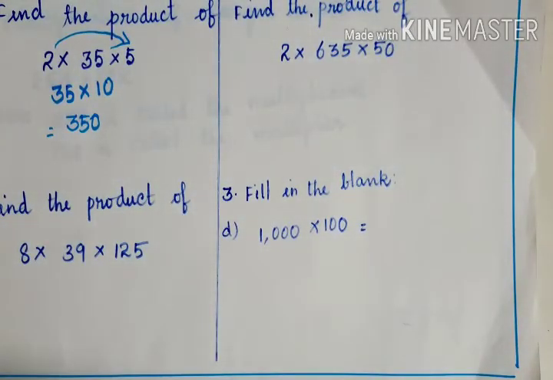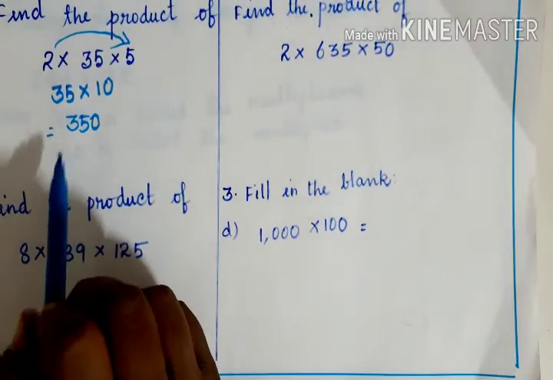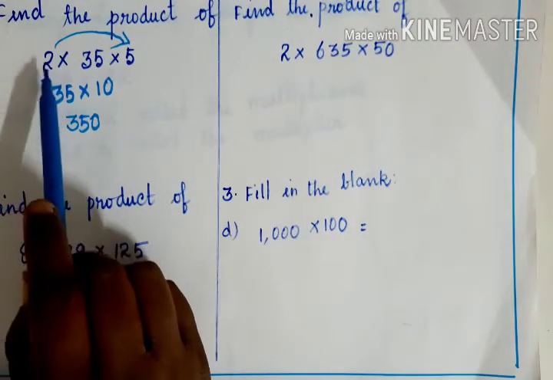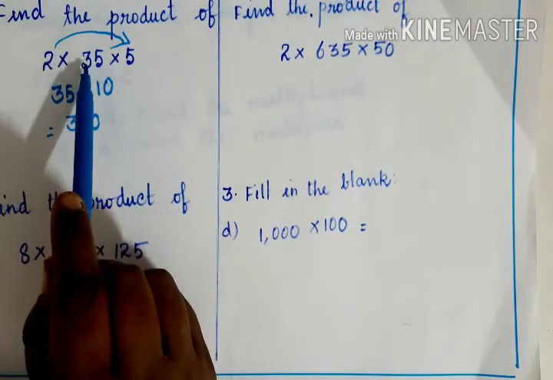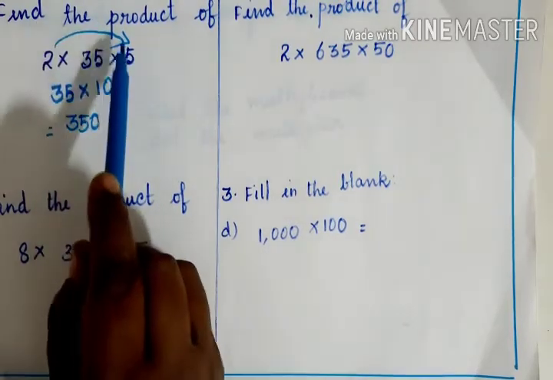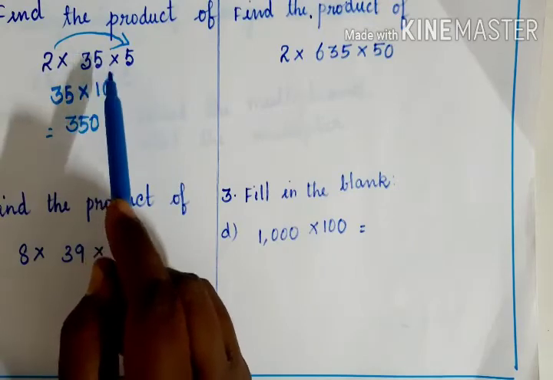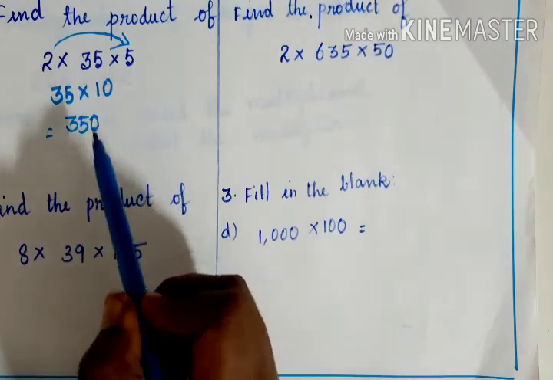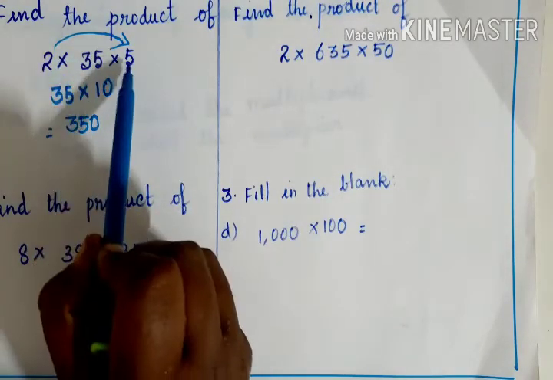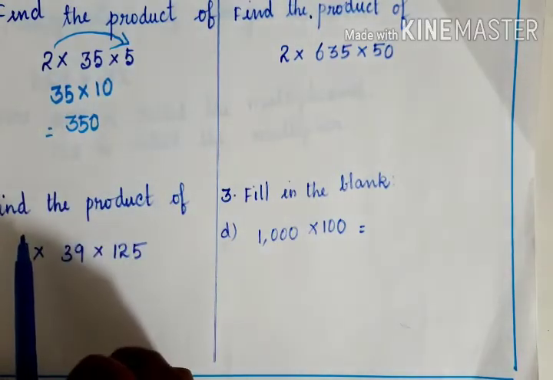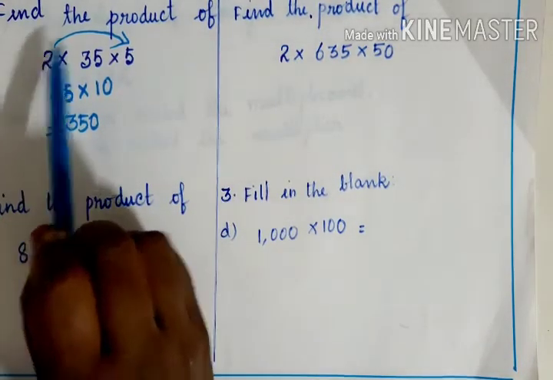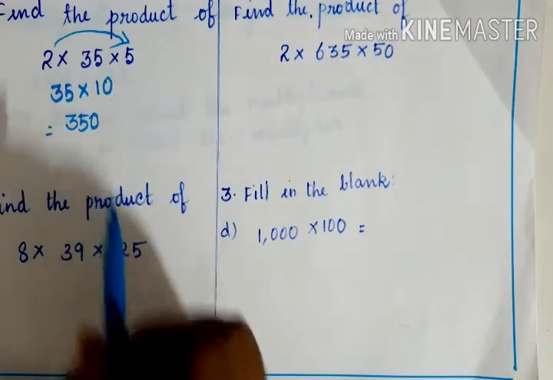So you get the answer. Understand? Why is this trick very useful? When you normally multiply 2 into 35, you then have to multiply that answer by 5. This takes a lot of time. This trick makes the sum very simple. If you know this trick, you can easily multiply and write it. This will be applicable to certain numbers only.